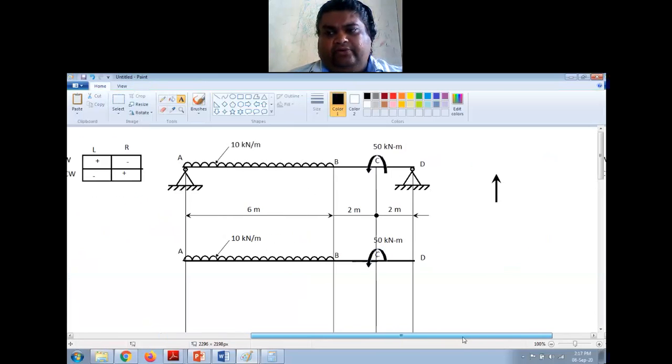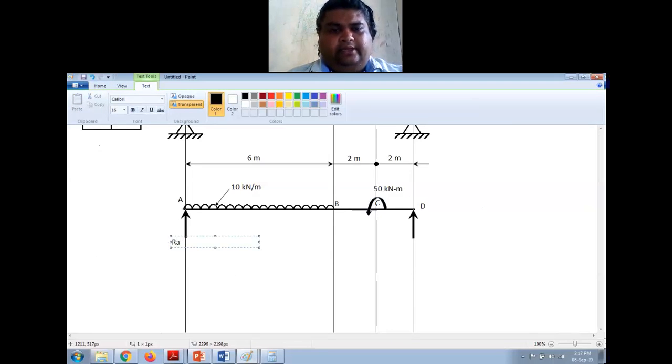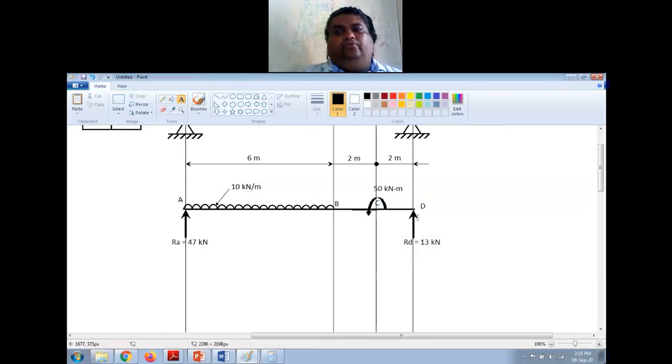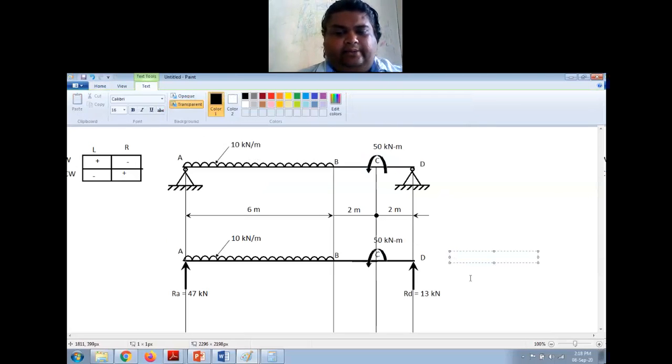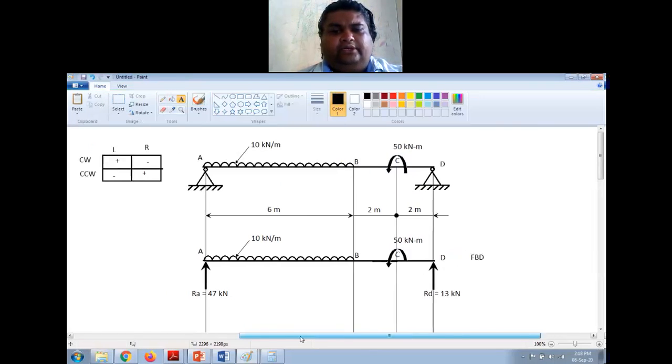Now let me complete the free body diagram. I'll just put the upward force here, and this is another support reaction, and I'll just write that there. RA is equal to 47 kilonewton, and this is RD equal to 13 kilonewton. So we are done with the free body diagram, FBD. Okay, and this is the free body diagram for the given numerical.